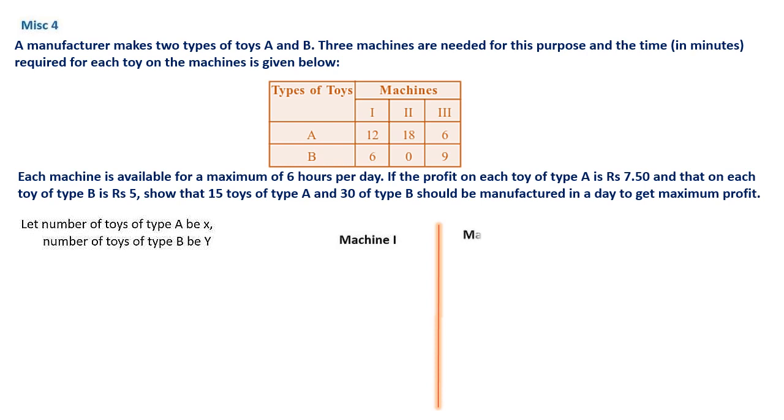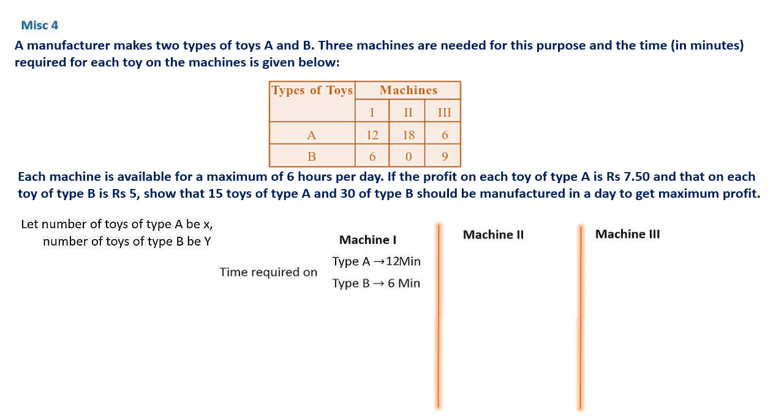Machine 1, machine 2, machine 3. Three machines we are using. And from here we can pick and write that is time required. Type A, that is 12 minutes, and type B, 6 minutes. Machine 1 for type A 12 minutes and for type B 6. And machine 2, type A is 18 minutes and type B is 0 minute. And machine 3, 6 and 9 minutes. So you have to write 6 minutes and 9 minutes.